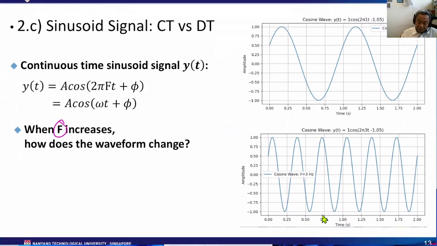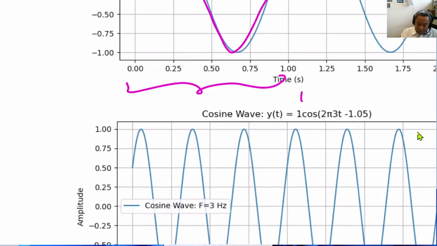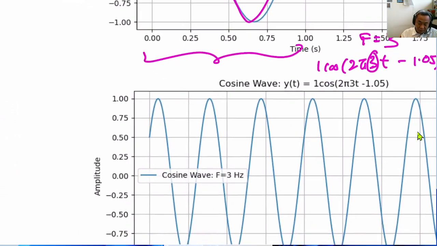F as in frequency. Here in the top figure, we have f equals 1 Hertz. It means that in 1 second, when the cosine repeats, it takes 1 second. F is 1 cycle per second. So we take 1 second to complete 1 cycle. That's the idea. What about here? We now have 1 cosine of 2 pi 3t minus a phase shift. Here, f equals 3. So f equals 3 means in 1 second, we would go through 3 complete cycles of this cosine.